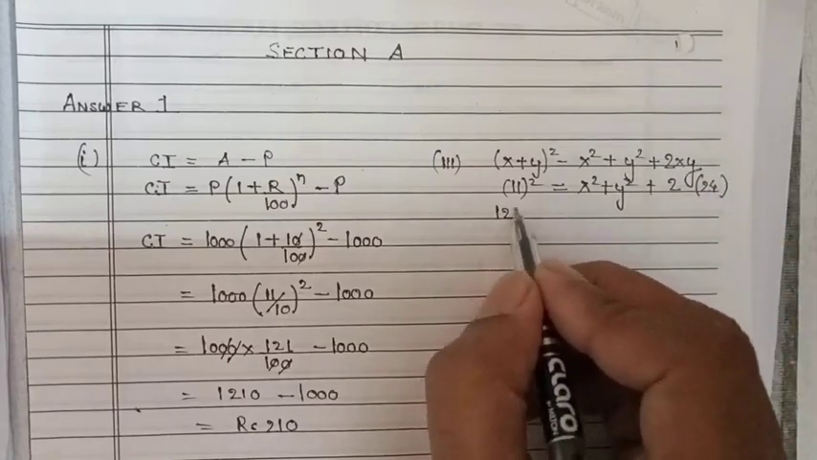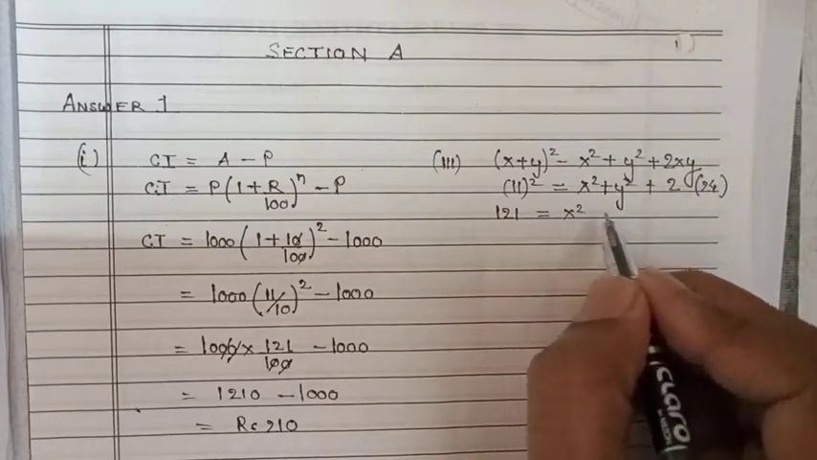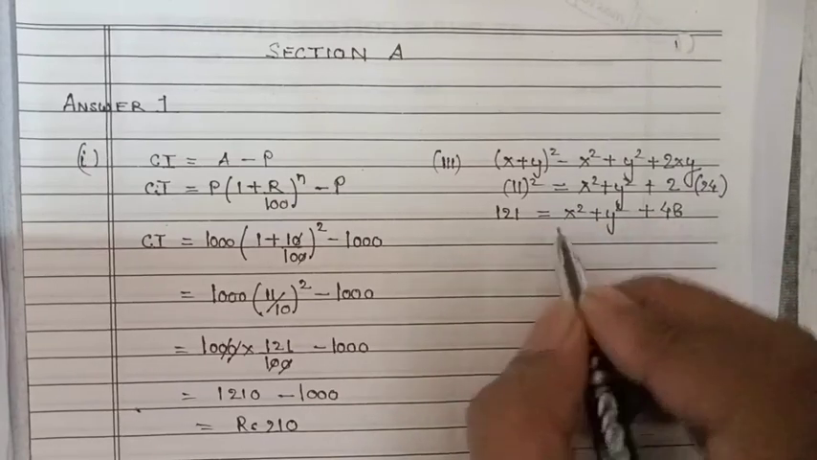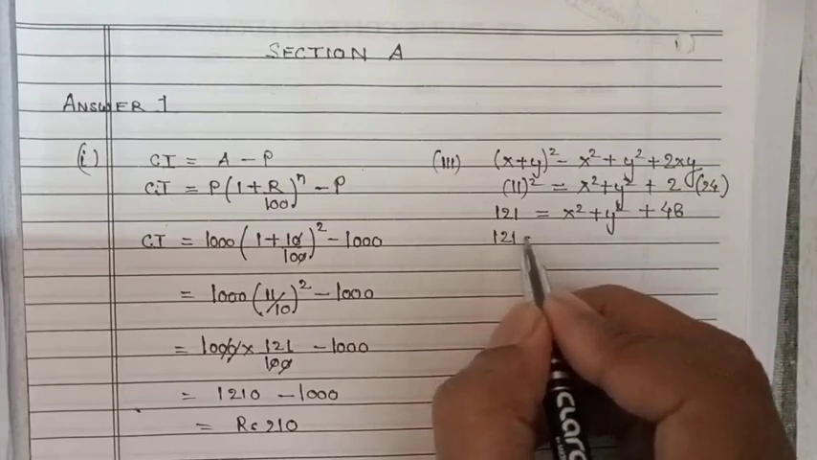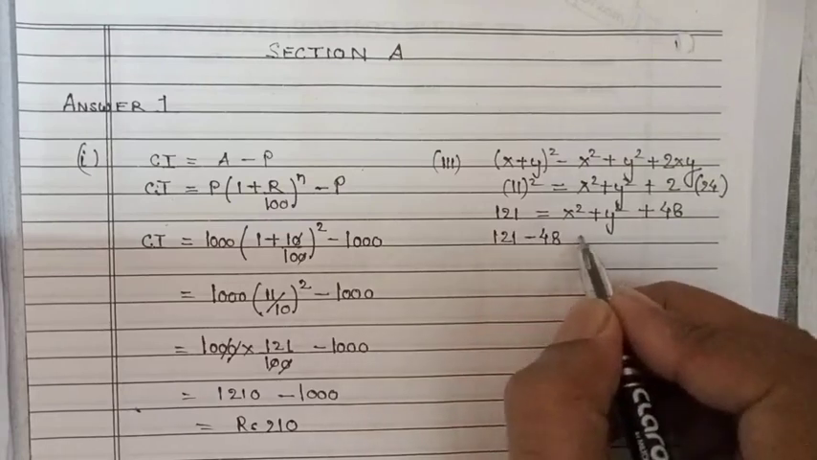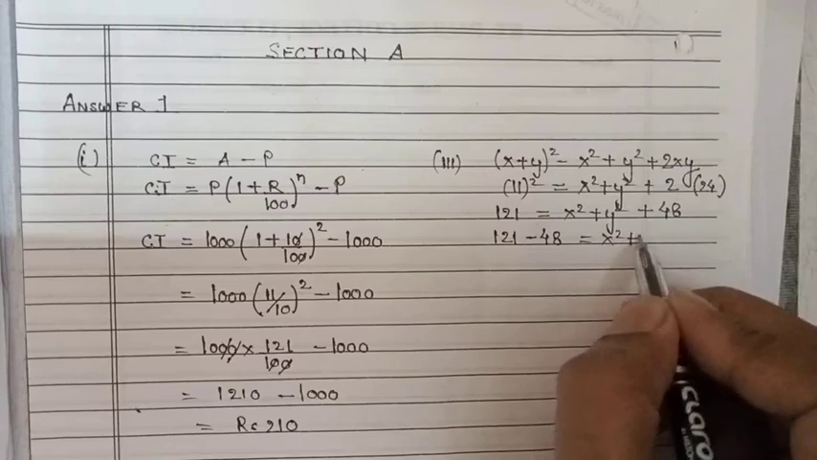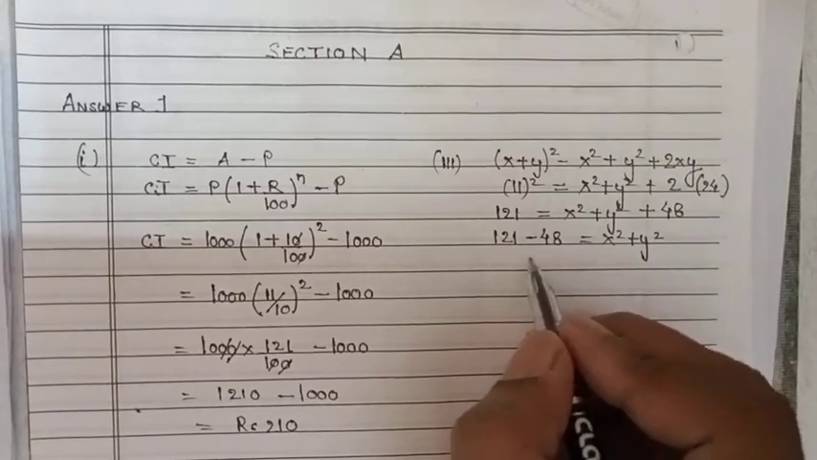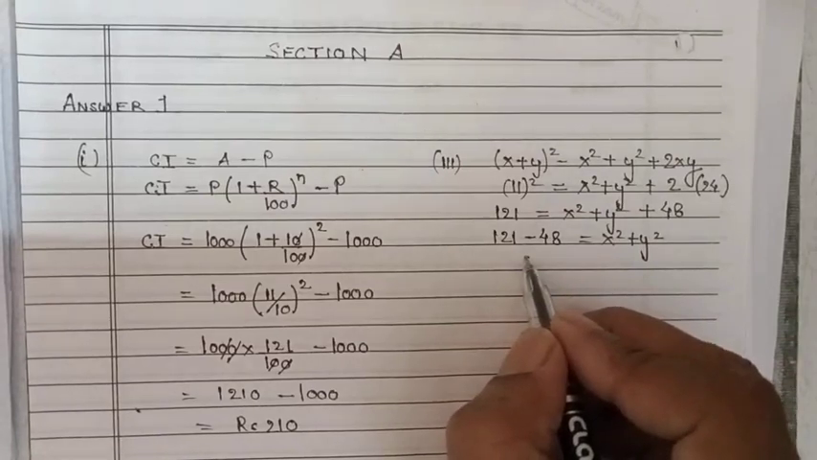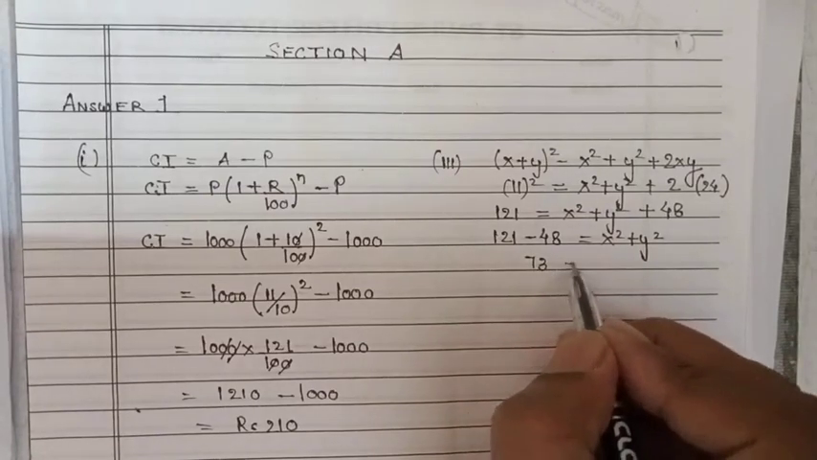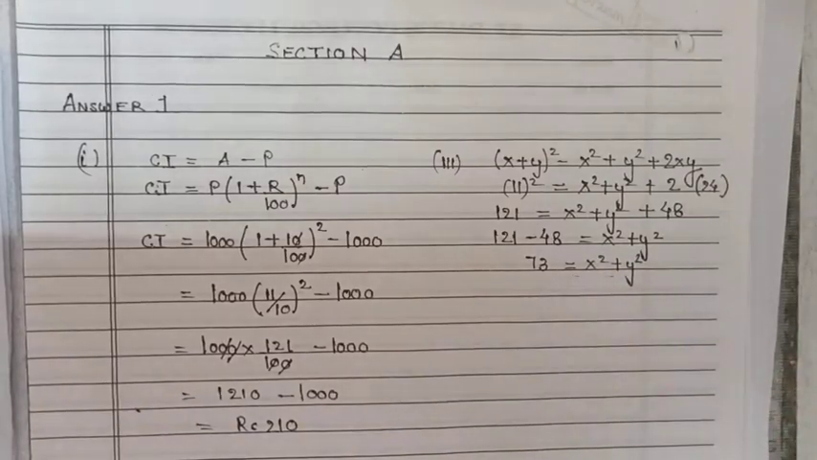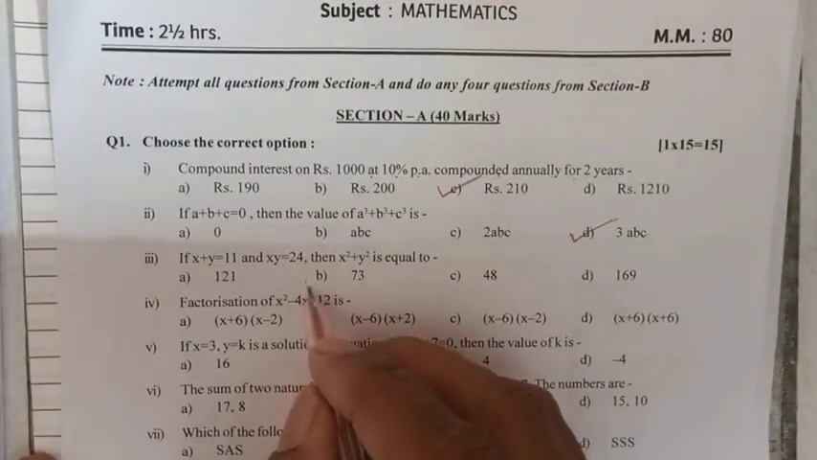So this will be 121, this will give you 48. So 121 minus 48. So when you subtract, you will be getting 73. So x² + y² is equal to 73. So you will go for option B.